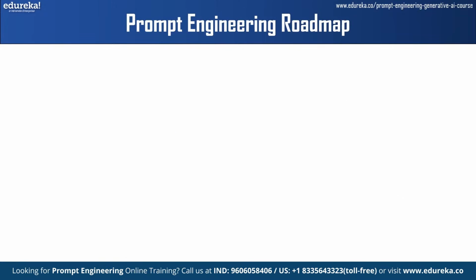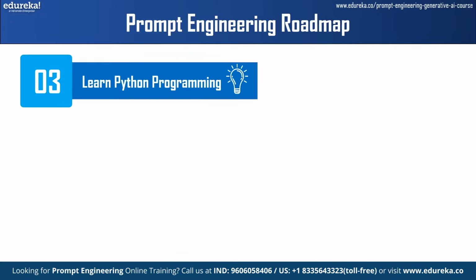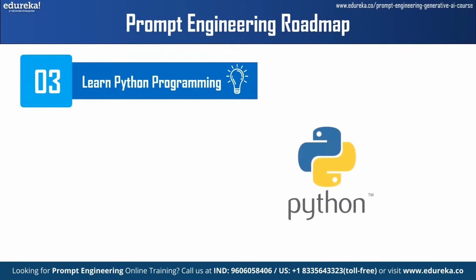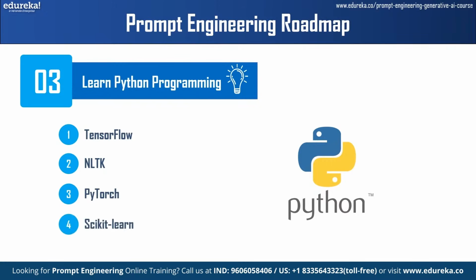Step 3 is learning Python programming. Python is a go-to language for prompt engineering due to its versatility, ease of use, and extensive libraries for natural language processing as well as machine learning. Libraries such as TensorFlow, NLTK, PyTorch, and Scikit-learn are commonly used for implementing prompt engineering tasks. So, learn Python programming and learn to make use of these libraries.